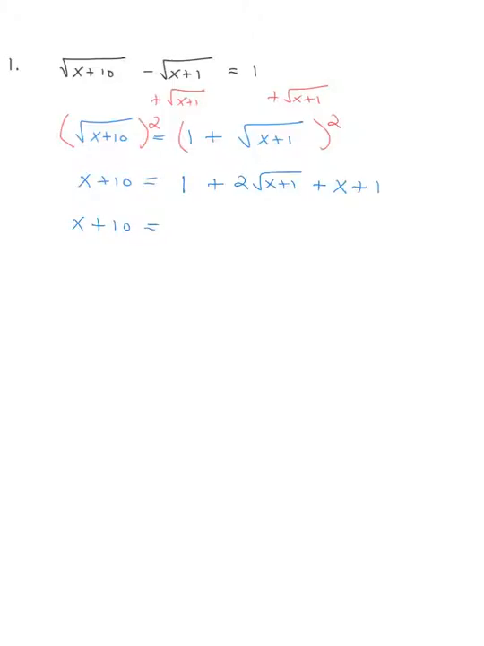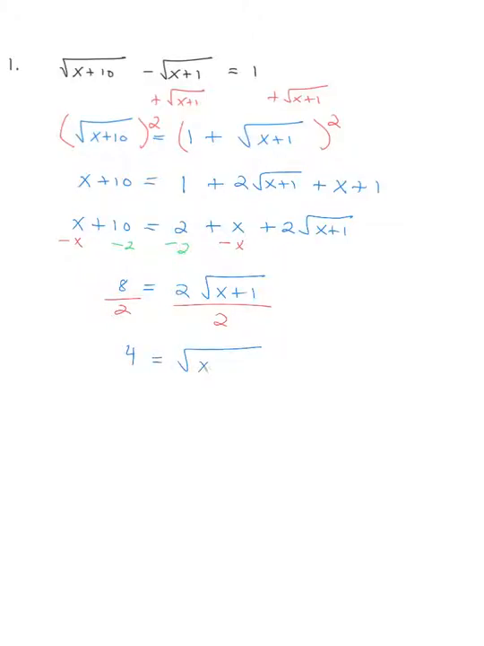Let's see, on the right, I'm going to write this as 2 plus x plus 2 the square root of x plus 1. I can now subtract x from both sides, and why not subtract 2 as well? Changing this equation to 8 is equal to 2 the square root of x plus 1. I can divide both sides by 2, so I'll do so in order to change the equation to 4 is equal to just the square root of x plus 1.